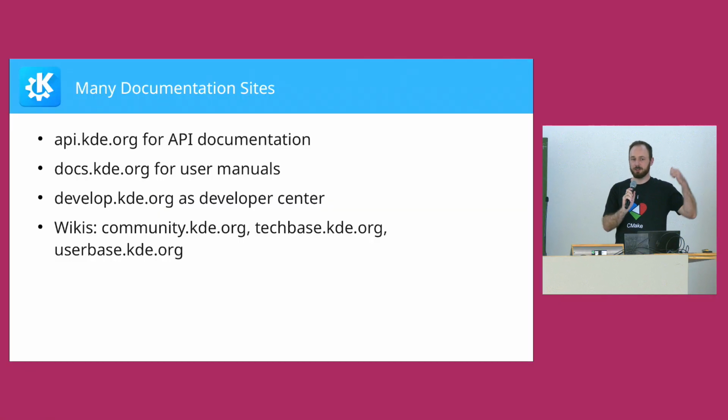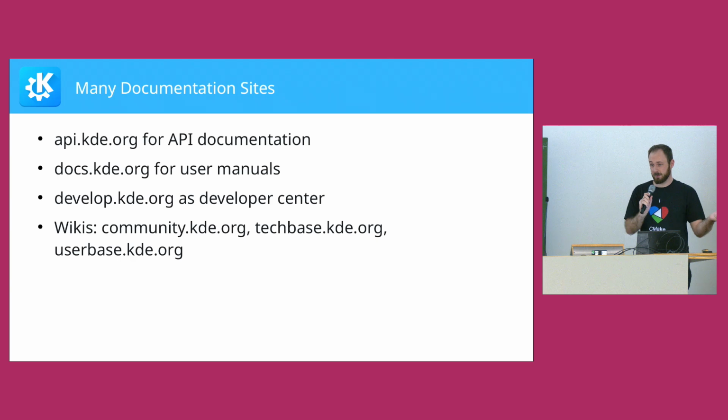First and foremost, we have api.kde.org for our API documentation. Then we have docs.kde.org for user manual documentation. We have develop.kde.org as a sort of developer center with documentation as more tutorials, use case driven, and so on. And if that wasn't enough already, we also have a bunch of wikis that also have documentation in them. For the purpose of this talk, I'm going to ignore all of them except the first one. So let's talk about api.kde.org.